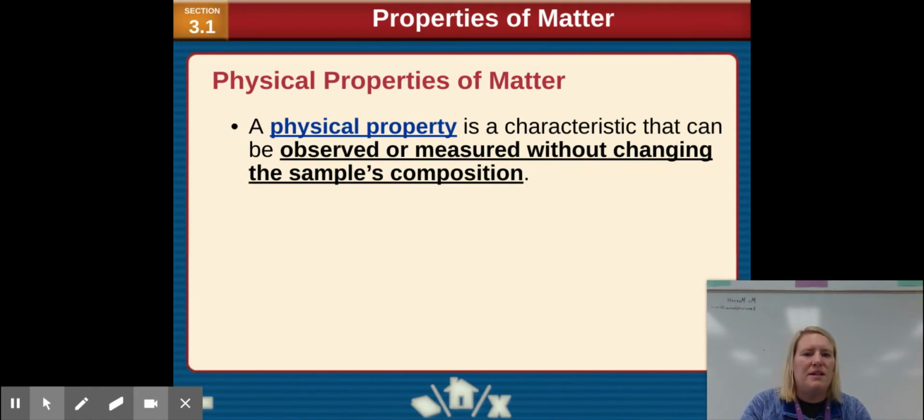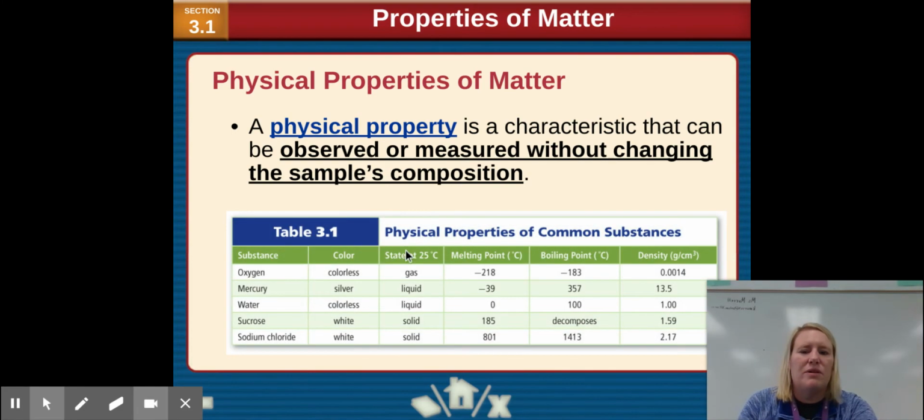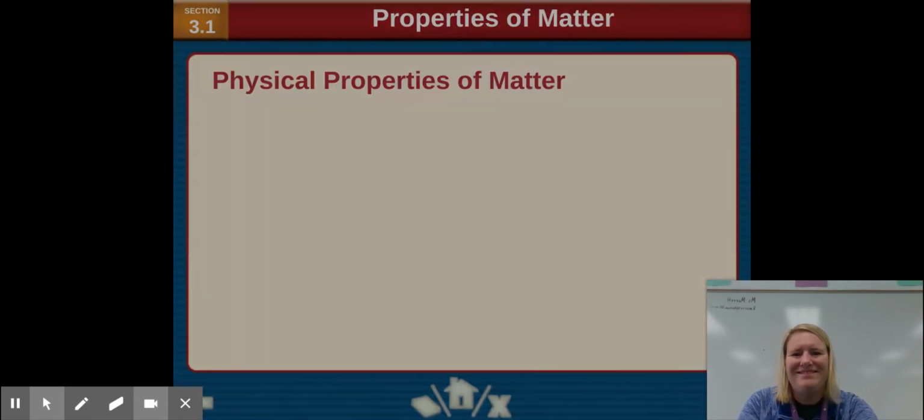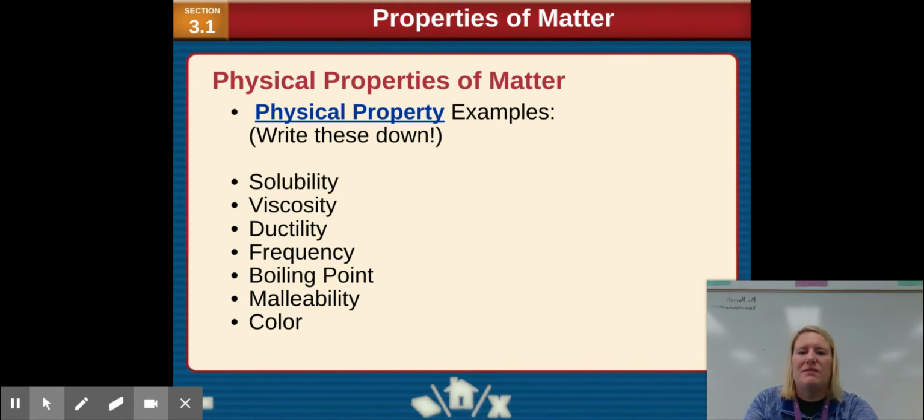A physical property is a characteristic that can be observed or measured without changing the sample's composition. Some examples of those include color, state at room temperature, the melting point and boiling point, and the density. For example, if you're following along in the slideshow, you can look at salt, which is called sodium chloride. We know that it's white, we know that it's a solid at room temperature, and we know we'd have to heat it up a whole lot in order to melt it.